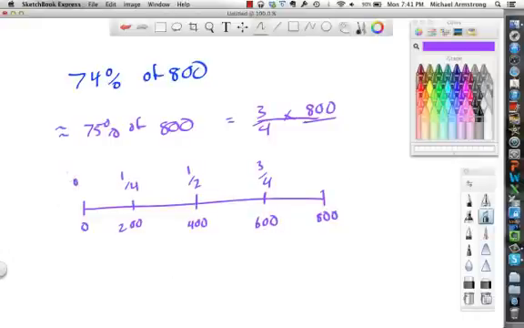So this is 0 and this is 1 whole. Okay, 0, 1/4, 1/2, 3/4, and 1 whole. So we can see that 3/4 of 800 is 600. We could do that just kind of quickly without even drawing this diagram.